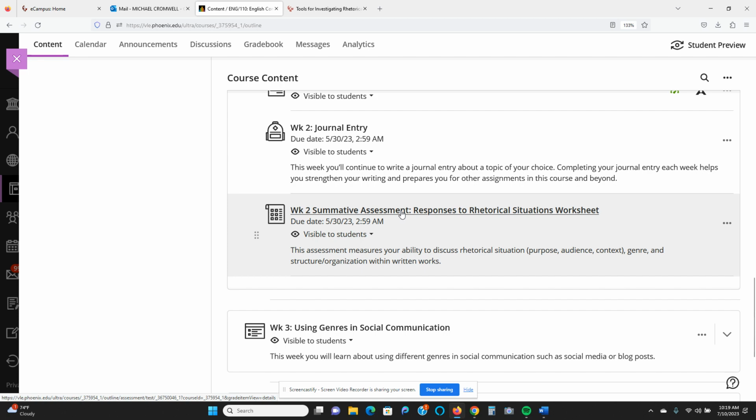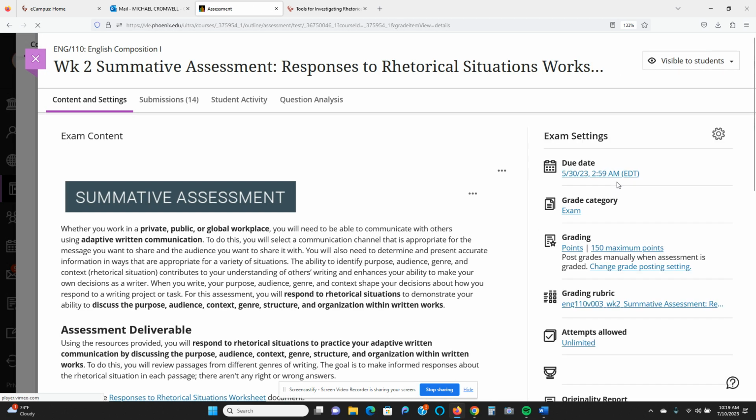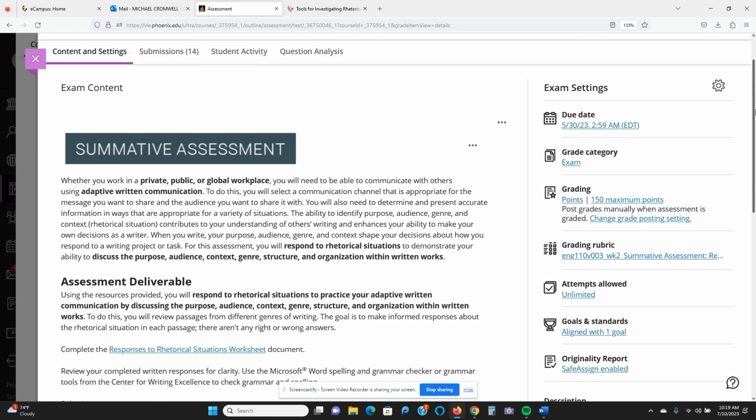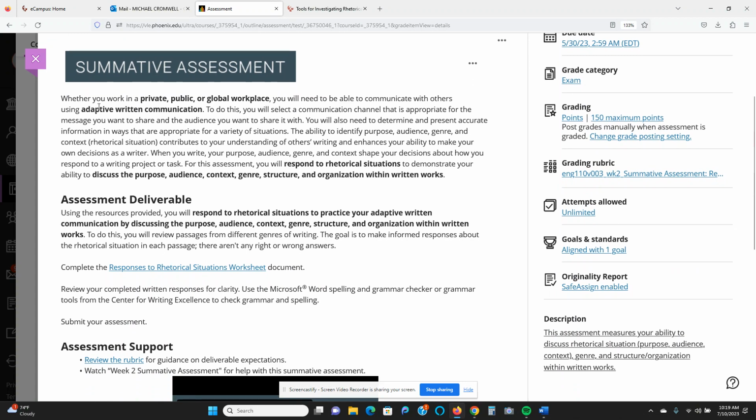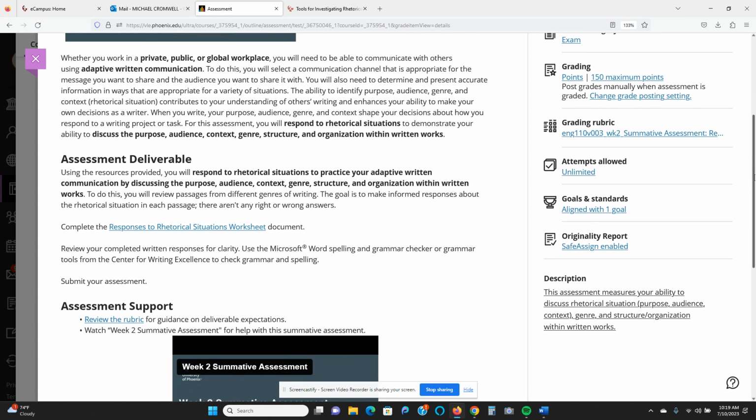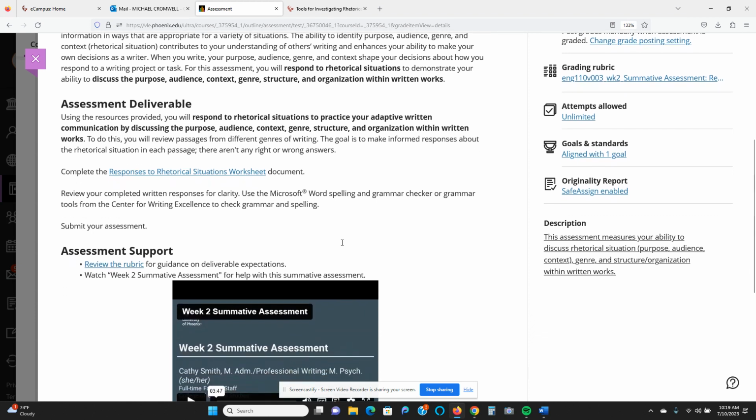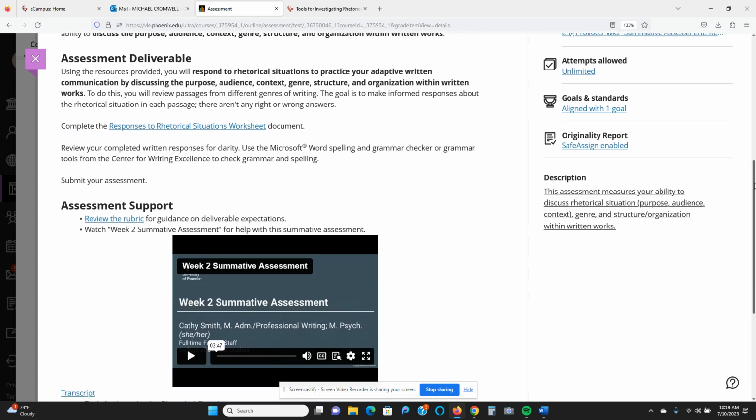Okay, so I'm going to open it up. These are the steps you're going to go through to complete the assignment. You'll see this first paragraph about why you're doing this assignment, why it's important. Read all of this, please. The actual document you're going to need to fill out is going to be right here. Okay, there's a link here, responses to rhetorical situations worksheet. We're going to look at that in a second.